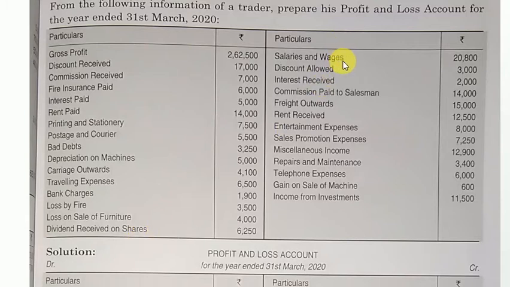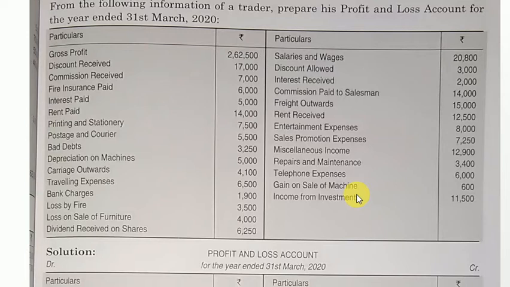Here the wages and salaries are expenses. Discount allowed is also an expense. Interest received is income. Commission paid on sales made is an expense. Freight outward is an expense. Rent received is income. Entertainment expenses are expenses. Sales promotion expenses are also expenses. Miscellaneous income is income. Repairs and maintenance is also an expense. Telephone expenses are expenses. Gain on sale of machine is income after selling the machine. And the income from investment is income.